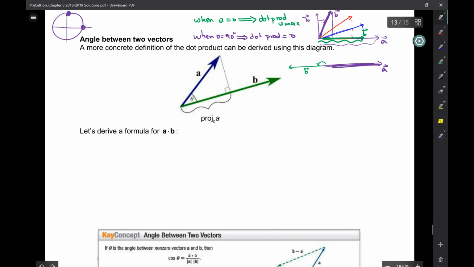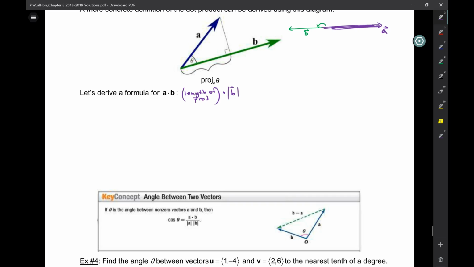So remember what A dot B is. A dot B, that's the dot product. This is the length of the projection times the magnitude of B. That's what A dot B is. Okay, so let's see what it is.